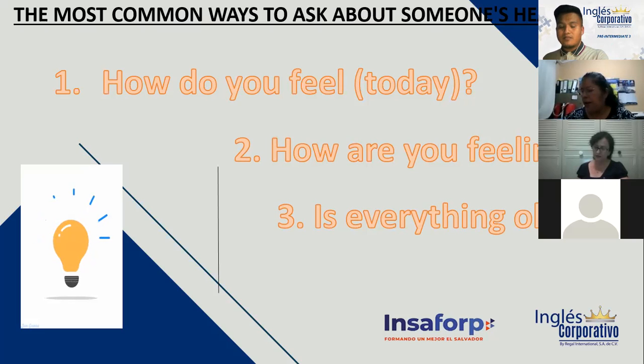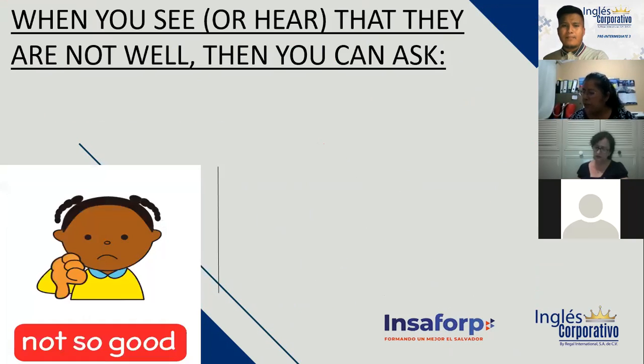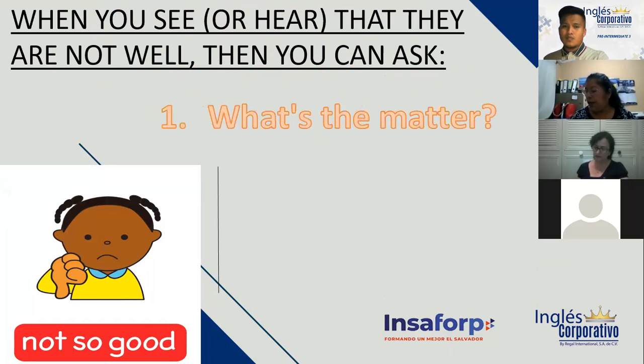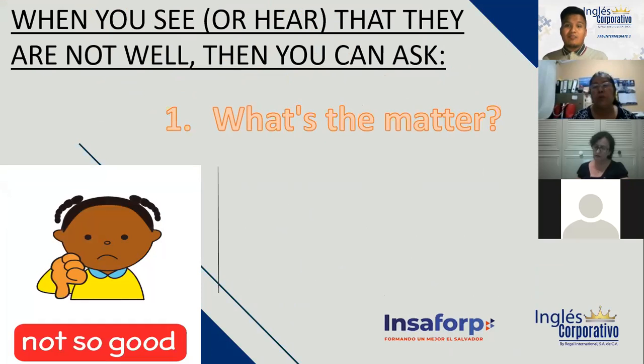Oh, right. And now in the second one, when you see or hear that they are not well, then you can ask what's the matter or what's wrong. Can we ask what happened to you? What happened to you? So these phrases, what's the matter and what happened to you, those are synonyms. Yes, synonyms. So there's no problem if you use some of them, as long as you know the reason or the purpose. Why are you asking those questions? Then it's okay because they are synonyms. All right, thank you, teacher.